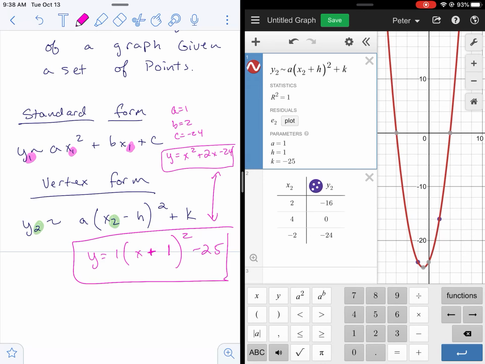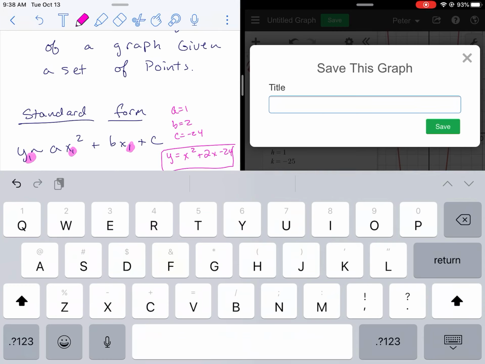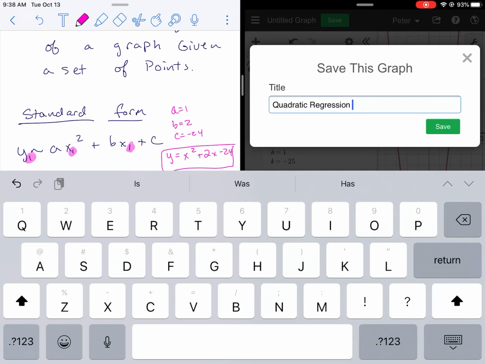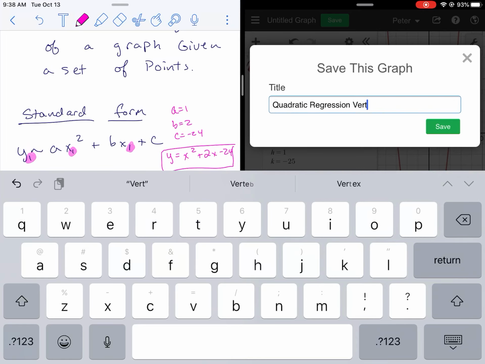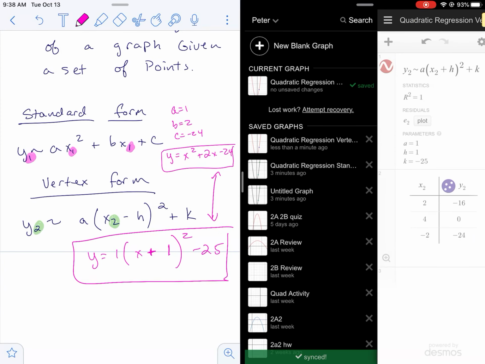So these two equations are the same equation. That's standard form. The top one's standard. The second one's vertex. So the question in whatever we're doing in class is going to say use standard form or use vertex form. So click on Untitled Graph, Quadratic Regression Vertex form. Hit save. Now, where do you find those? You click on this 3 bar at the top here, like the menu. Quadratic regression vertex, quadratic regression standard.